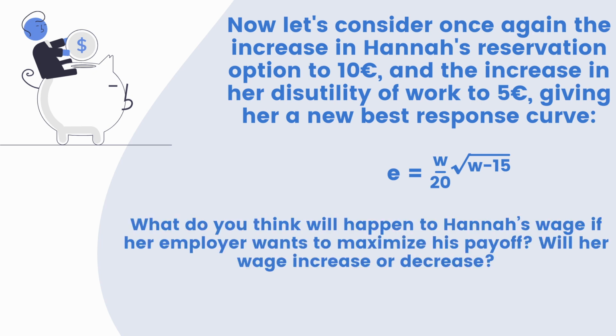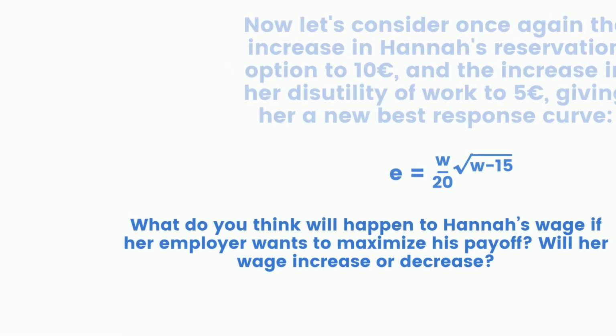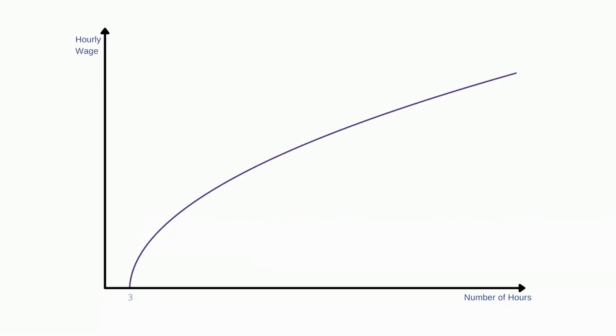What do you think will happen to Anna's wage if her employer wants to maximize his payoff? Will her wage increase or decrease? For the employer to maximize his profit, Anna's wage will have to increase, since her best response curve will deviate to the right, meaning that for her to exert the same amount of effort, she will require a higher pay.